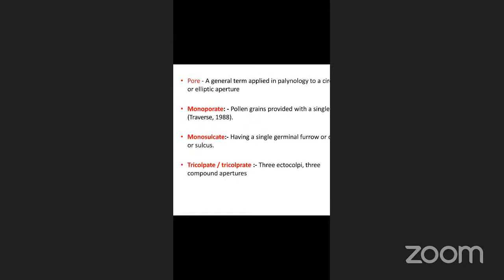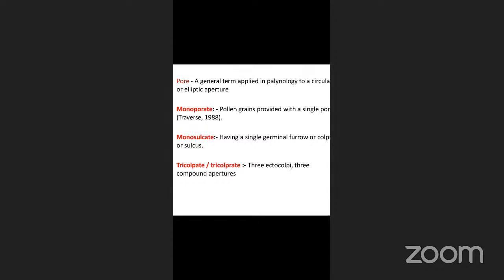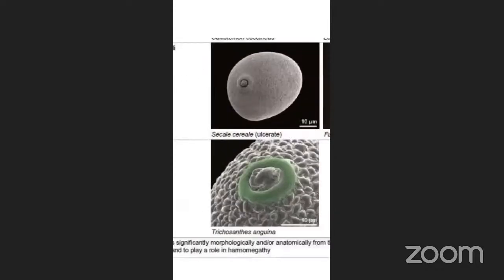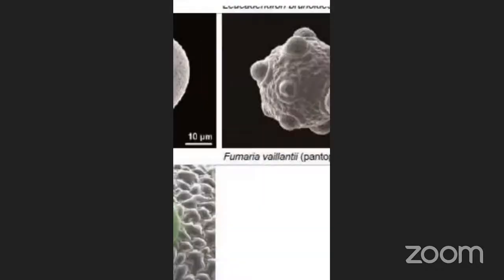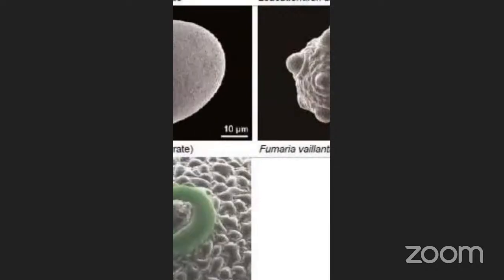See here, pore. A general term in palynology, a circular or elliptical aperture, that is pore. Mono: pollen grains provided with a single pore are monoporate. Monosulcate has a single terminal furrow. Furrow is sulcate. And tricolpate means three ectocolpi and three compound apertures. This is the characters. Next, muri, reticulate, anastomosing. See here, porate, so one hole is there, that is monoporate. This is the aperture.